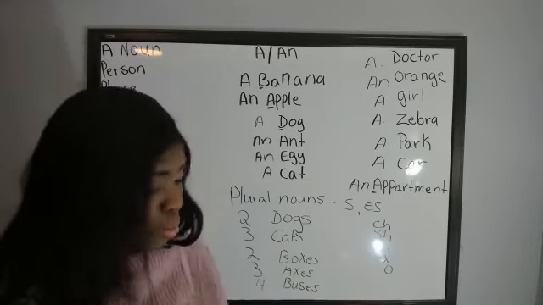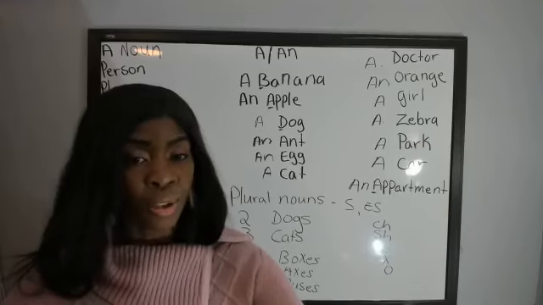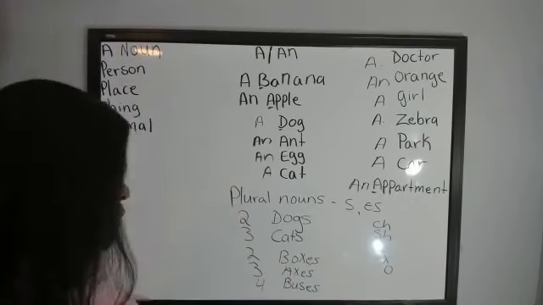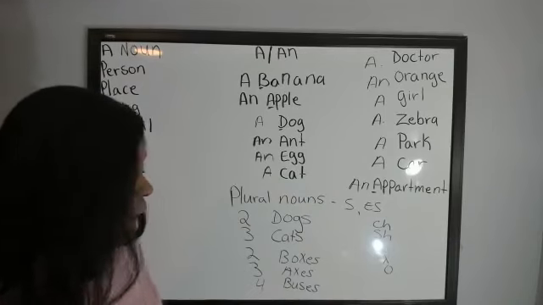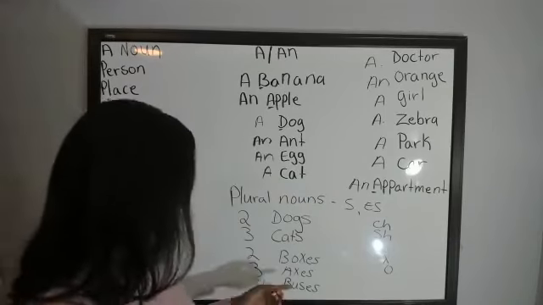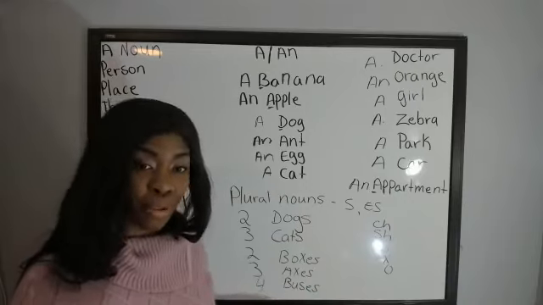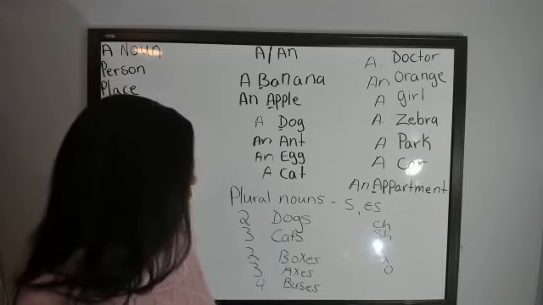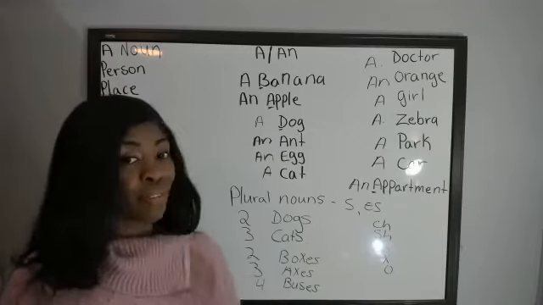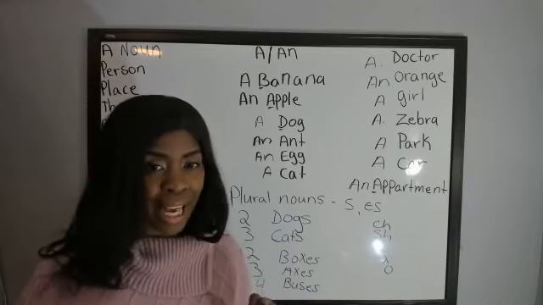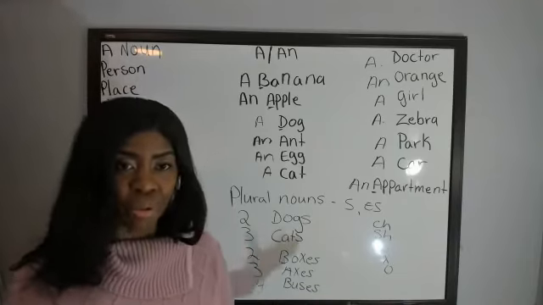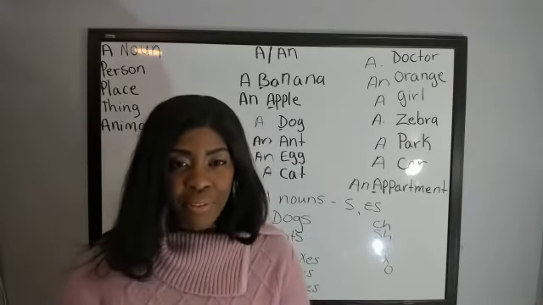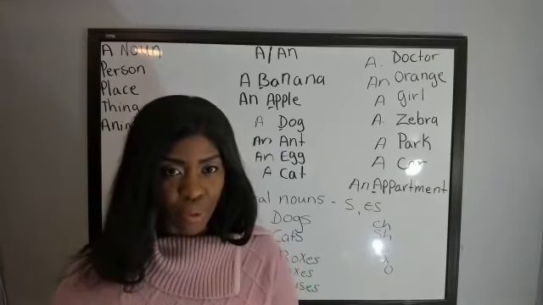and so on. So if you look at the board carefully, you will notice the words that end with ch or x or s. These are the ones that I add es to make it plural. And the other one, all I have to do is add an s to make it plural. So if I have one dog, I'm not going to add an s because it's a singular noun. So I'm going to say a dog. So if I have more than one, I have to add an s to make it plural.